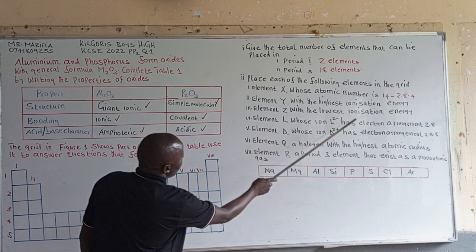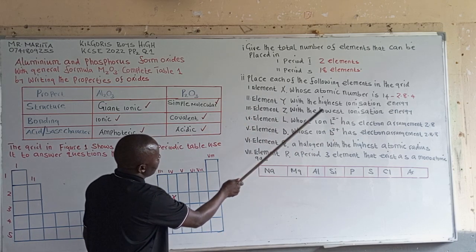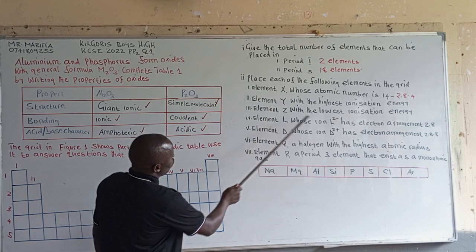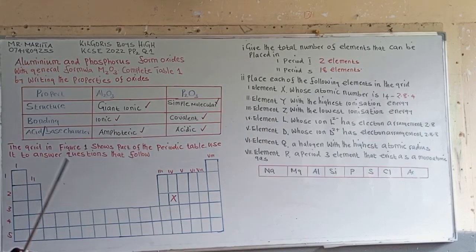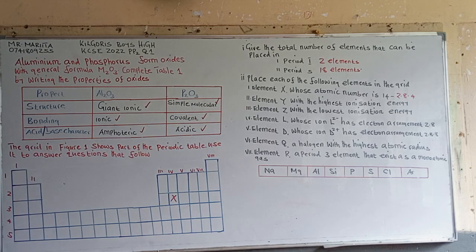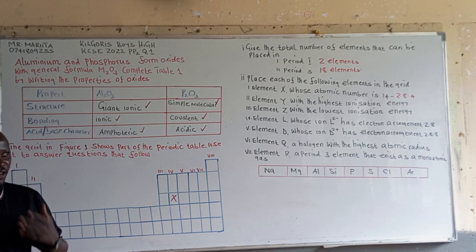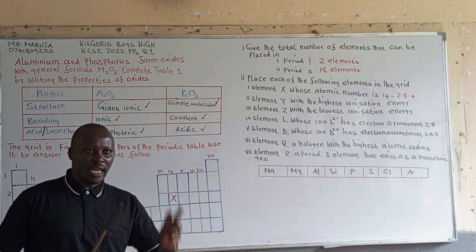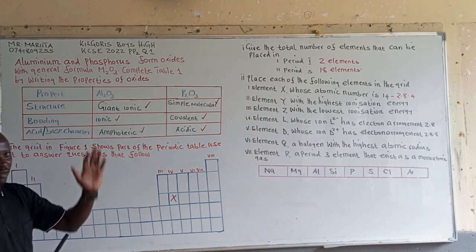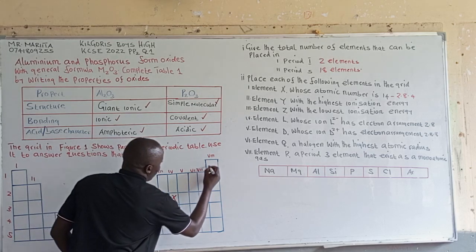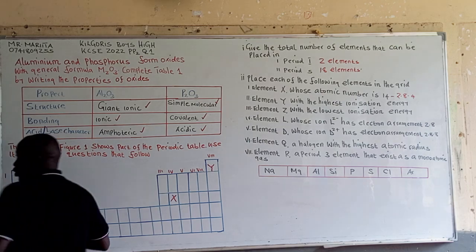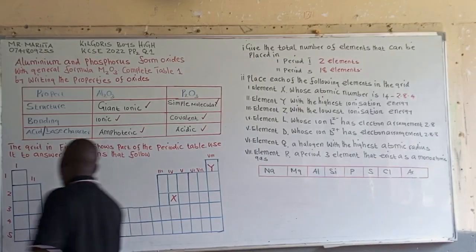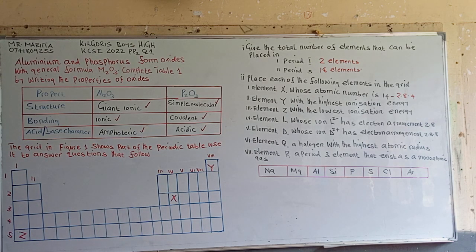Then we have element Y with the highest ionization energy, and element Z with the lowest ionization energy. I remember the grid was just plain. If you wanted to select an element with the highest ionization energy, you select an element in group 8 at the top. Group 8 elements at the top have the highest ionization energy. So here we can have element Y. The element with the lowest ionization energy is the element in group 1 at the bottom. So we can have our element Z there.